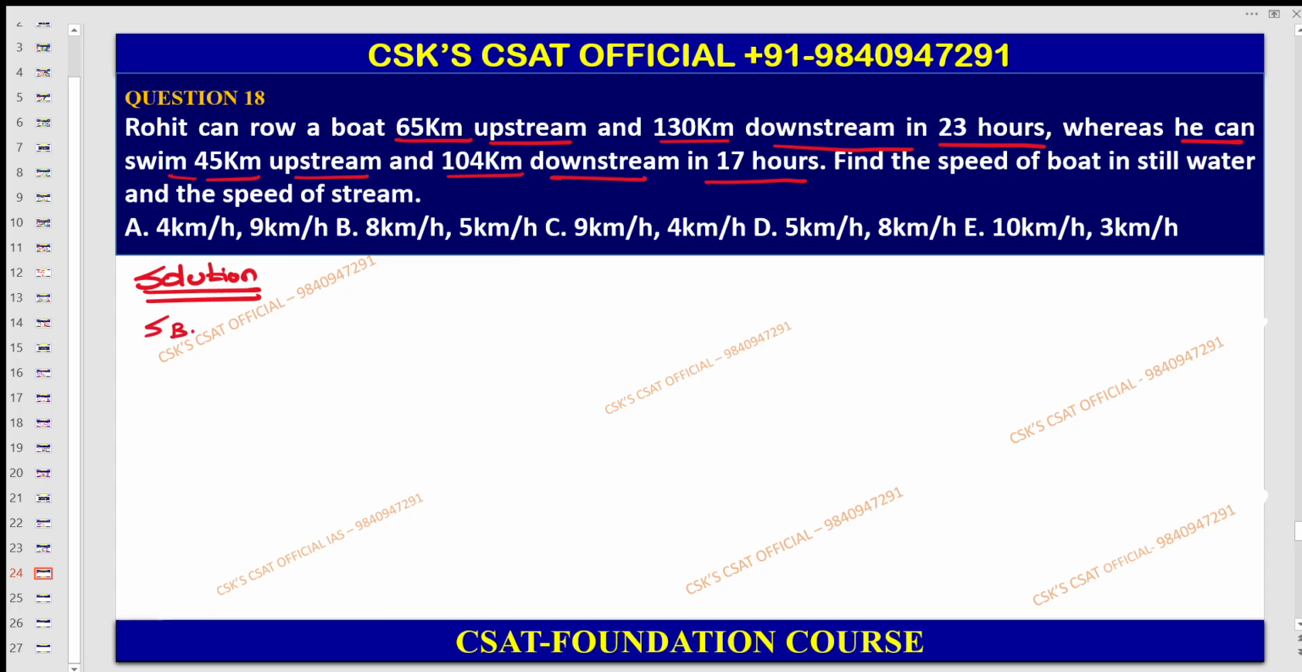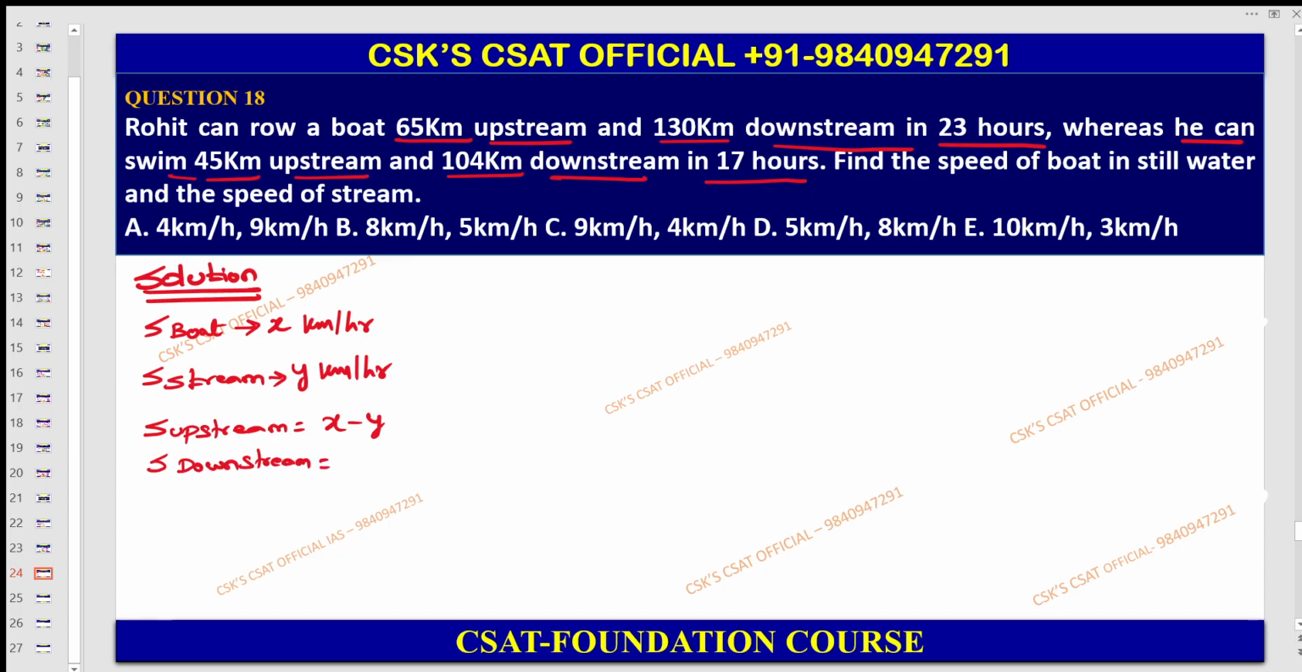Speed of the boat in still water, speed of the stream. So let us take the speed of the boat as x kilometer per hour. Now you can take the speed of the stream as y kilometer per hour. Then automatically you can find the speed of the upstream as x minus y, and the speed of the downstream is nothing but x plus y. Now you move on, same concept here: distance is equal to speed into time. So that only we are going to apply.